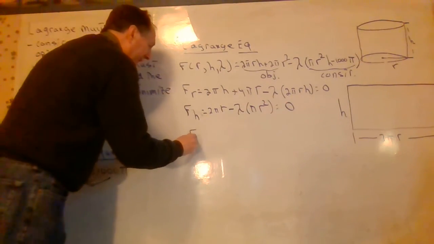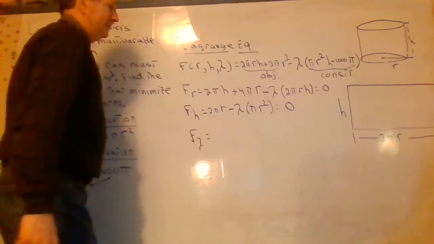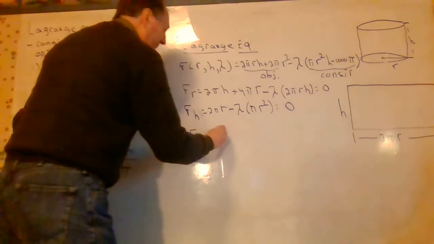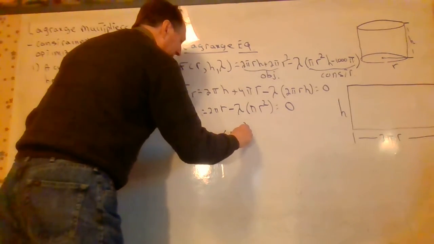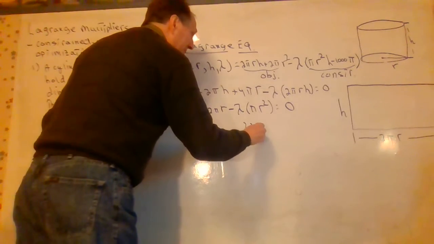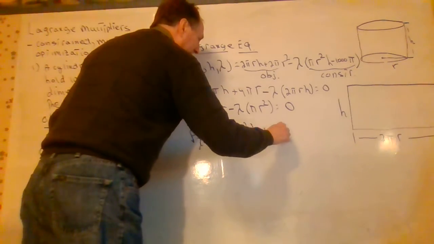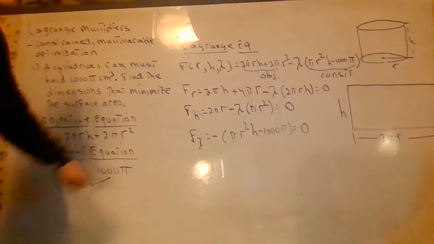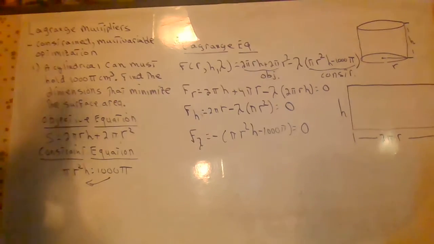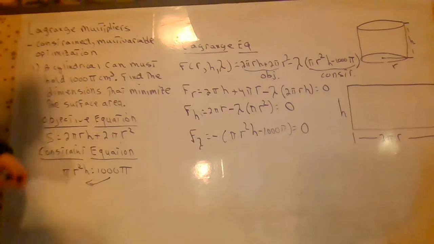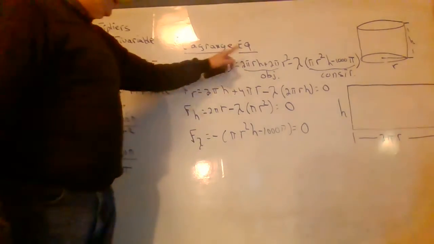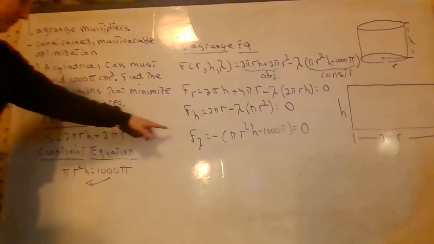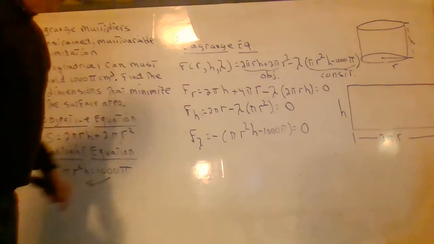And then we want f sub lambda. This drops out. And we get minus pi r squared h minus 1,000 pi set equal to 0. This last derivative is always really the constraint equation in disguise. But this actually comes from two gradient vectors being parallel. That's where the equation comes from. But the third equation, you can just copy the constraint equation up here if you wish.